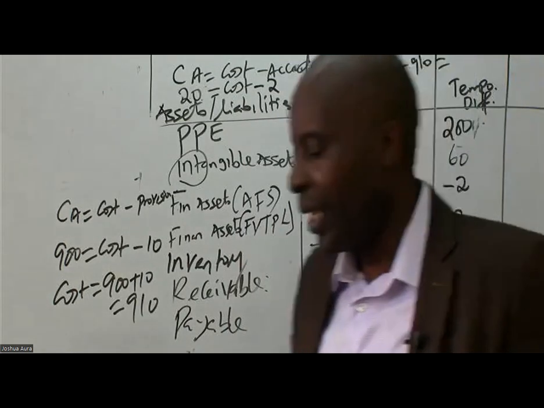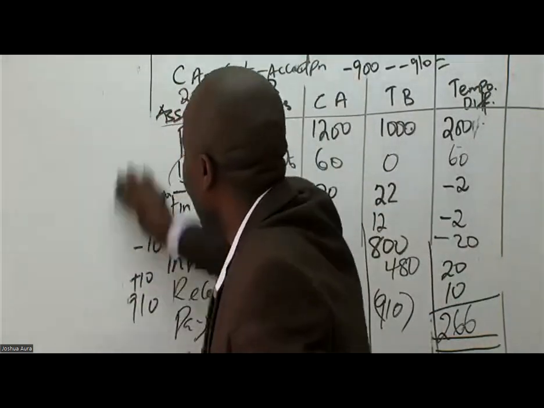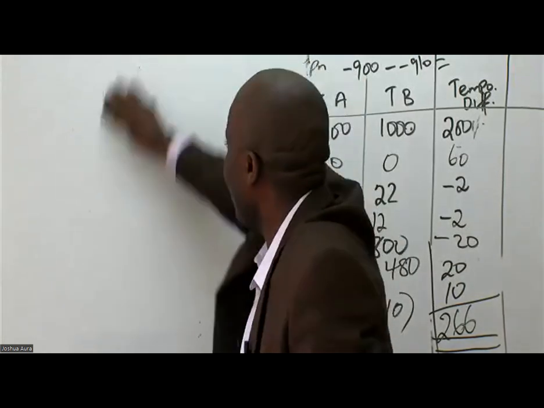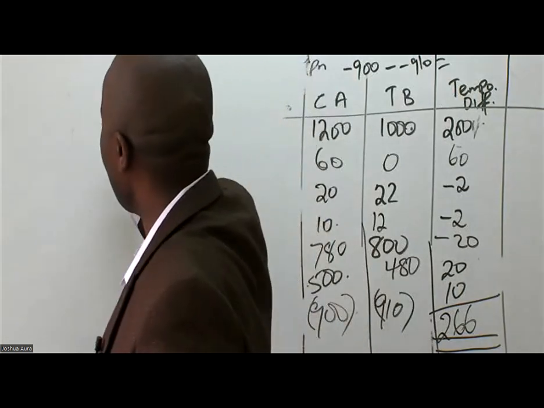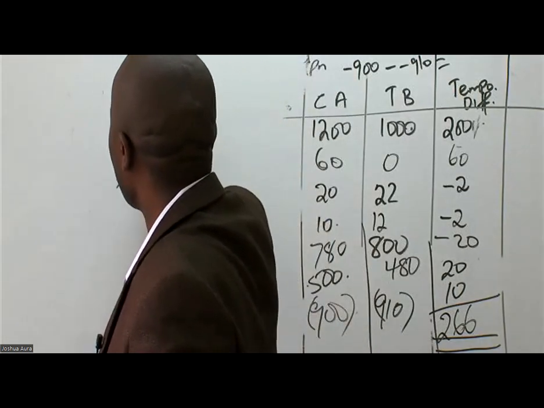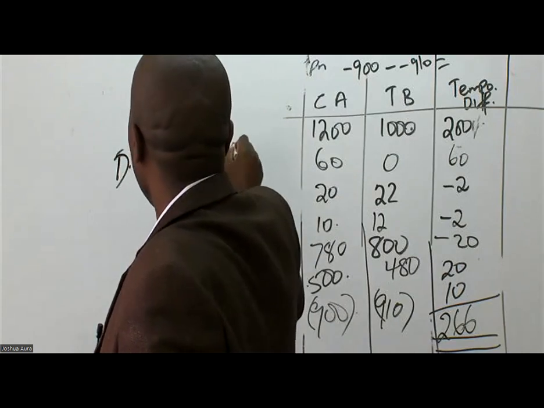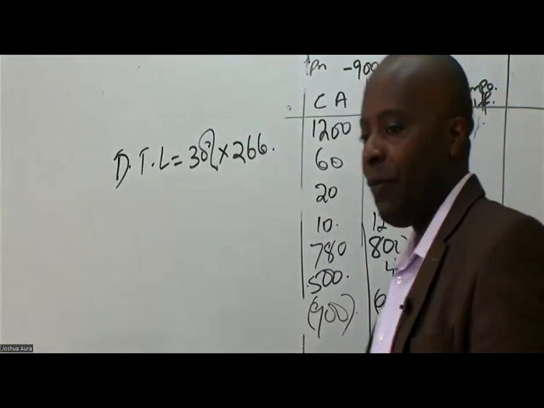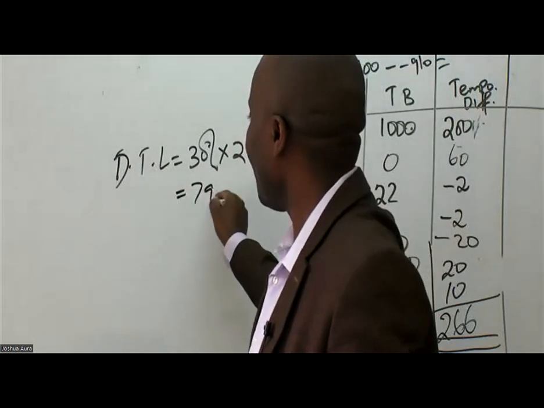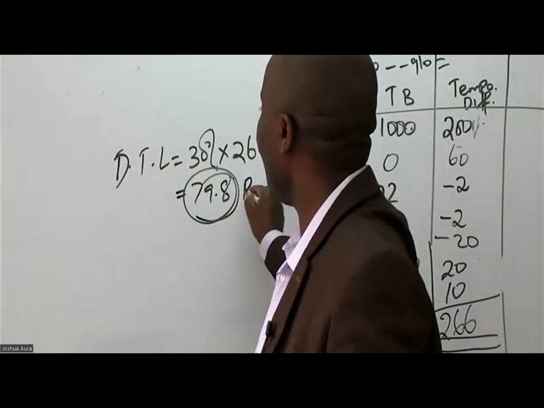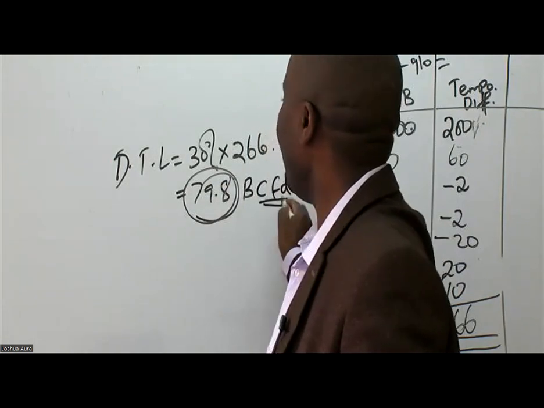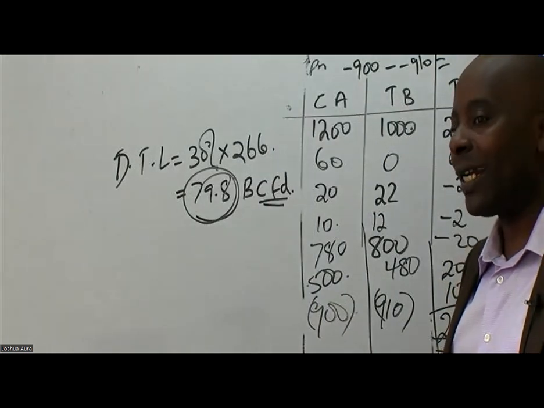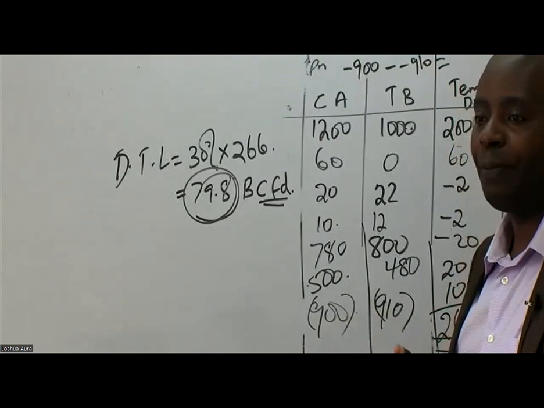So go ahead and give me the deferred tax liability. How do we get this deferred tax liability? We shall take the 30% multiplied by the total temporary difference, which Rosie is giving me a figure of 79.8. So in the financial year, this becomes balance carried forward. In the current financial year, this becomes balance carried forward.